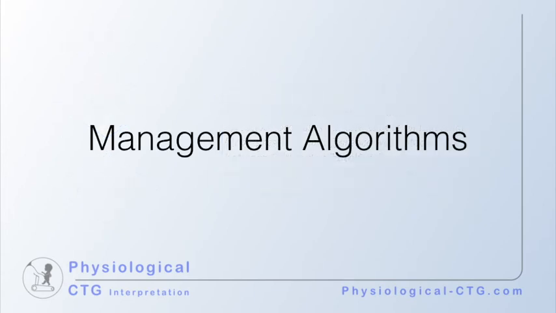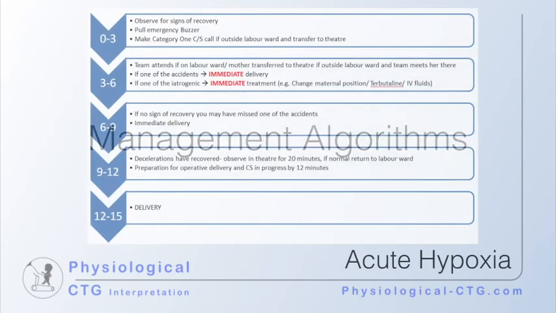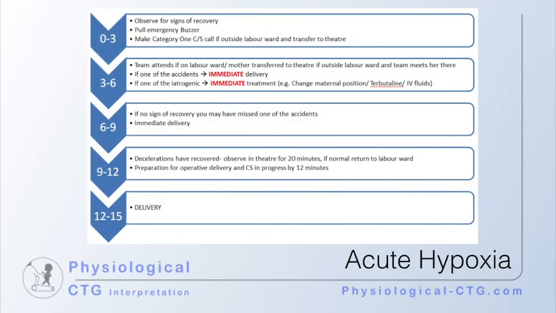We will now move on to look at the management algorithms for each different type of hypoxia. In acute hypoxia, we follow the 3-minute rule. Once a prolonged deceleration has occurred for longer than 3 minutes, the emergency buzzer is pulled, and if the patient is not on the labour ward, a Category 1 caesarean section call should be put out, and the lady should be transferred to theatre.